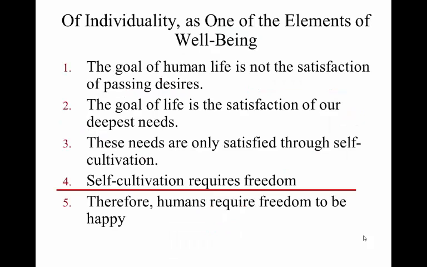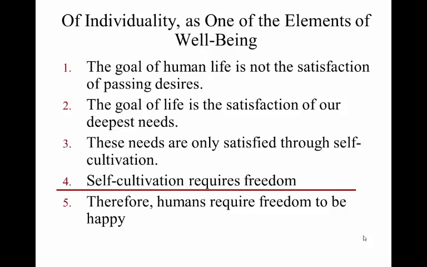The central chapter of Mill's On Liberty is called Of Individuality as one of the elements of well-being. This is actually a crucial chapter to the book. It is often neglected, though. People don't realize how important this chapter is. Basically, what Mill asserts here is that humans require freedom to be happy.